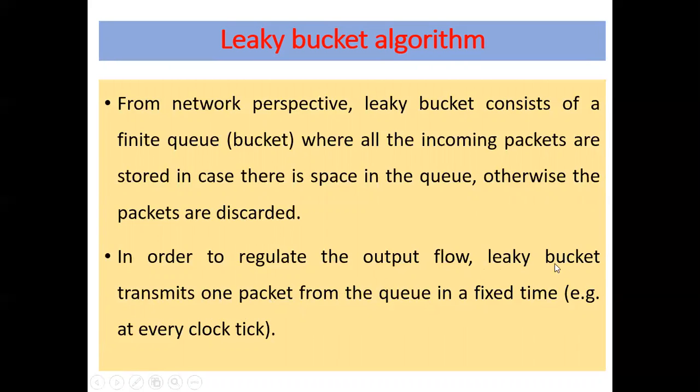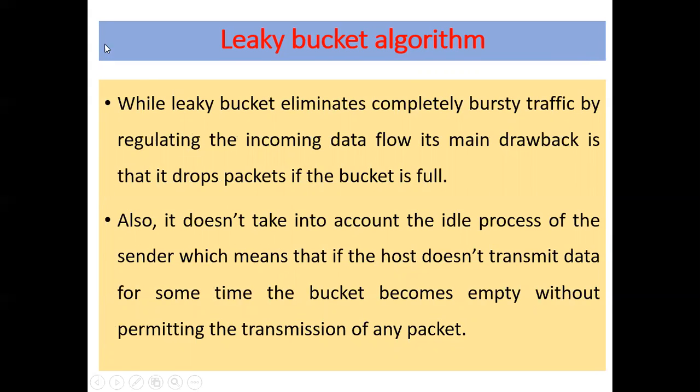In order to regulate the output flow, the leaky bucket transmits one packet from the queue in a fixed time, for example, at every clock tick. Assume here it's every second. For each second, it's going to send one packet from the bucket. The leaky bucket eliminates bursty traffic by regulating the incoming data flow. If bursty input comes from the host computer, then whenever the bucket has space, it's going to store all those packets.